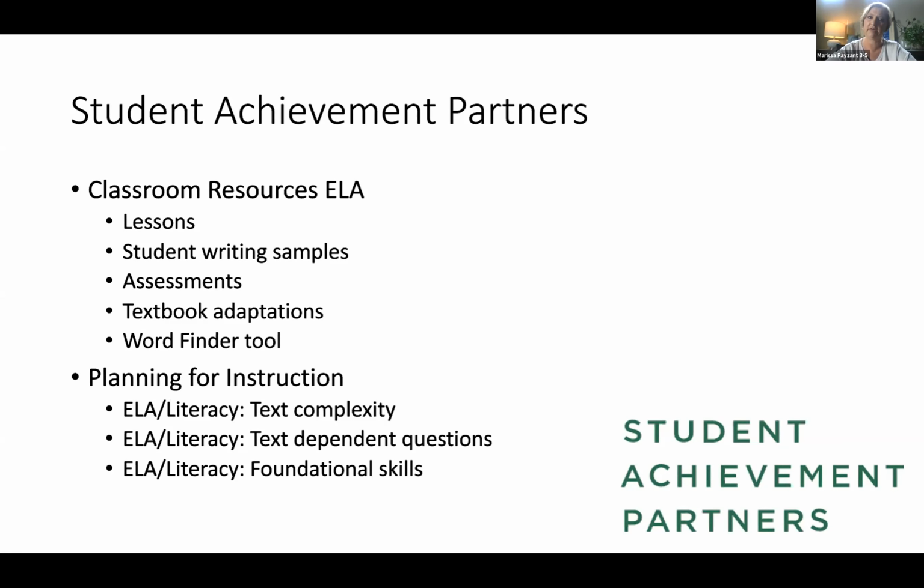There's also this word finder tool where you can put in a chunk of text and it will pull out the academic vocabulary for you. So that's kind of a nice feature. And then there's a planning for instruction section. They've got more information on text complexity, text dependent questions, and quite a built up section on foundational skills. And Student Achievement Partners have been very responsive to the current crisis that we're in. They're coming out with tools and resources, it seems like on a daily basis. I know it's not quite that quick.